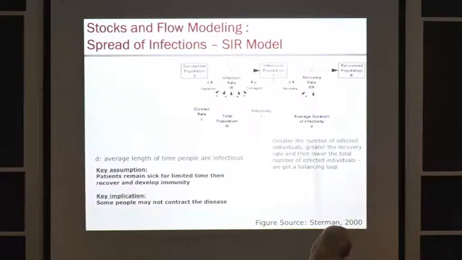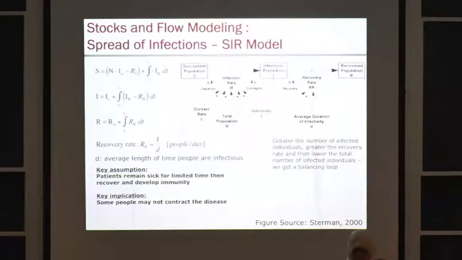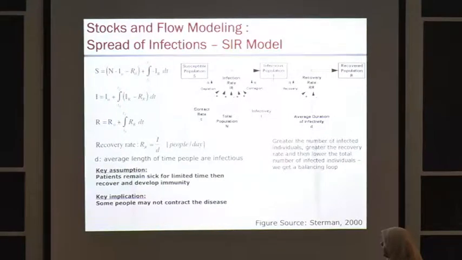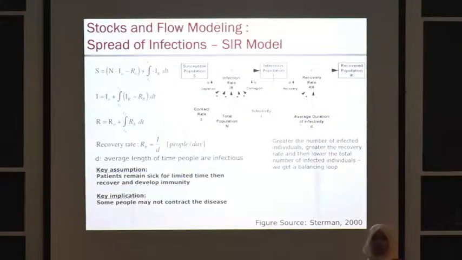I'm not going to go through the details. This is just to show you how things work. Mathematically, the recovery rate we write as this, and some integrations that you see. The key assumption is that people will remain sick for a certain period of time, and then they will recover and develop immunity. So this is key, in which we assume that once you recover, you don't become infected again. So this is an assumption that we're making. And you can relax those assumptions, make them more complex, and on you go.